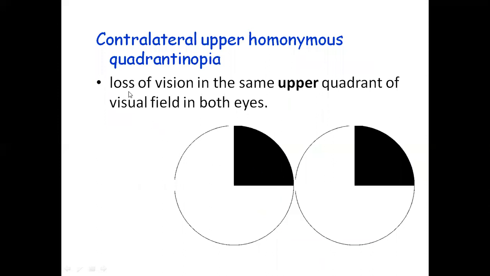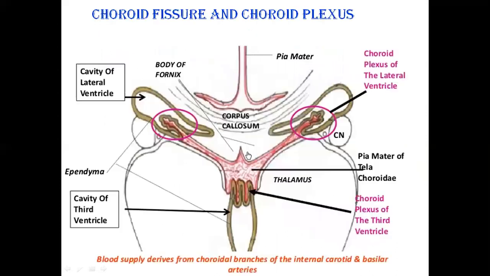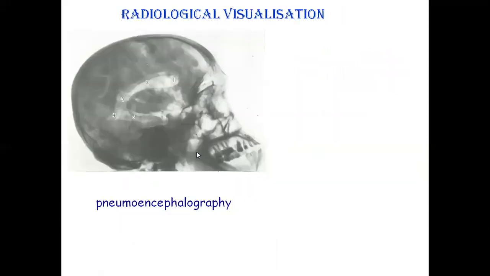So contralateral upper homonymous quadrantanopia is the loss of vision in the upper same quadrant of the visual field in both the eyes, if you see there is any blockage in the lateral ventricle which is related to the optic tract.